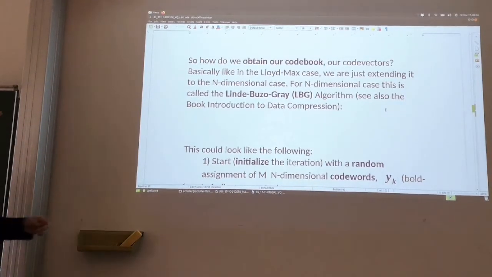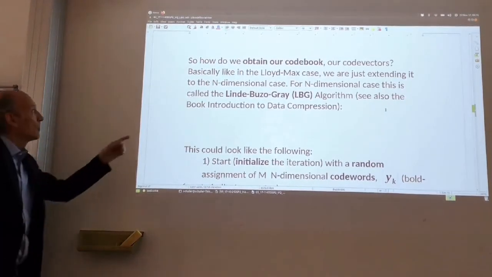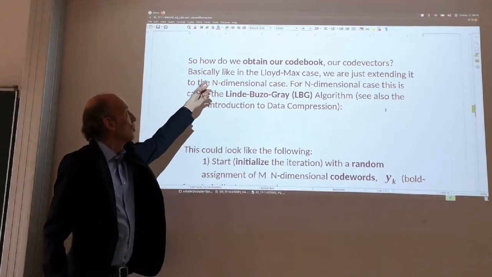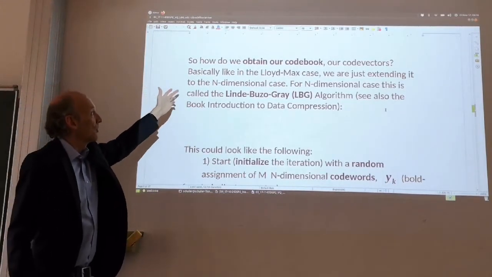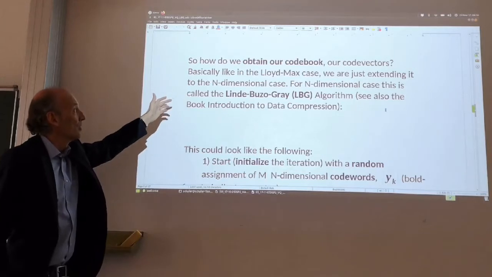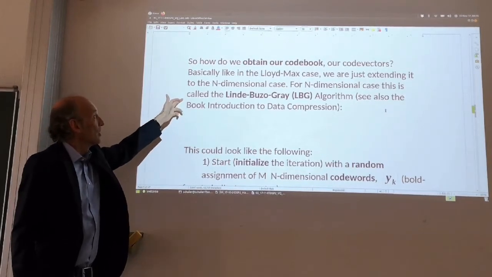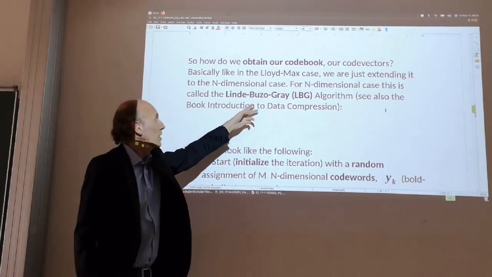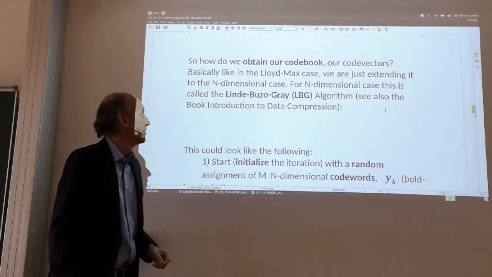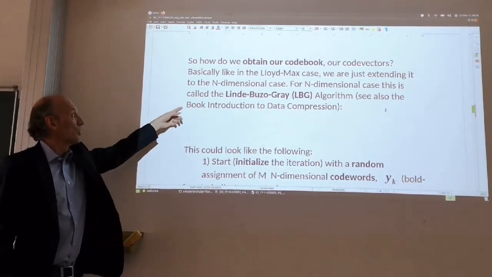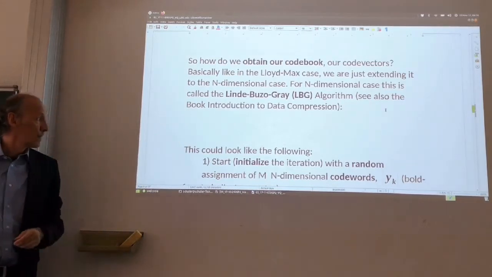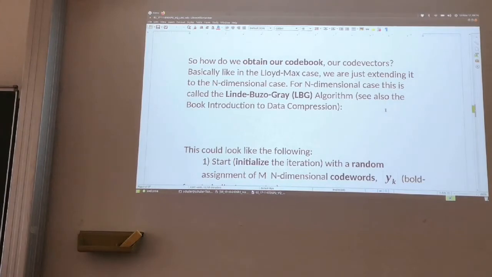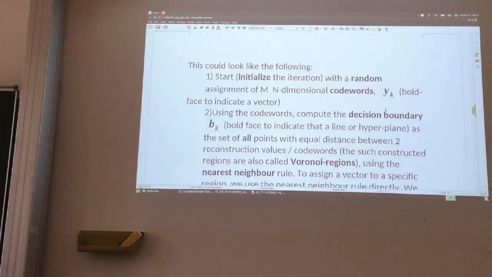So how do we obtain our code book, or our code vectors? It's basically like in the Lloyd-Max case, where we're just extending to the n-dimensional case. For the n-dimensional case, this is called the Linde-Buzo-Gray algorithm, LBG. You can also read about it in the book Introduction to Data Compression. So basically it looks very similar to Lloyd-Max.